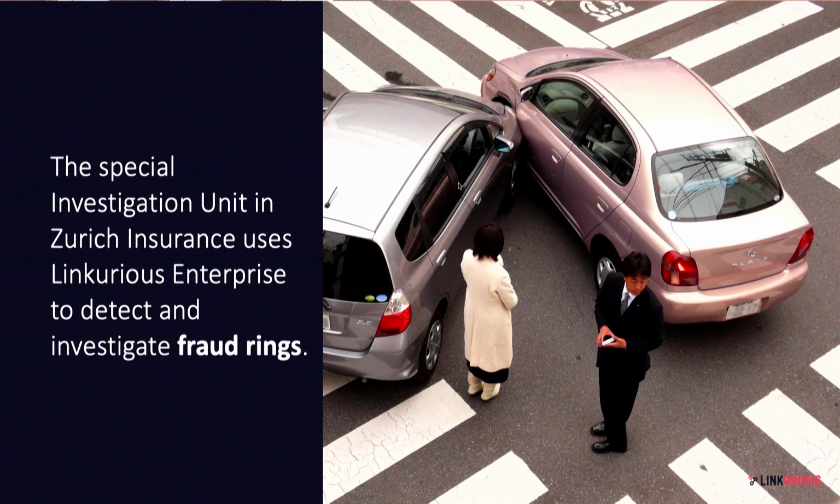Another use case is in insurance fraud. The special investigation unit at Zurich Insurance had a backend to handle different claims, and they had a rule-based engine to identify potential issues. It was great to spot individual fraudsters, but they couldn't see organized crime. So they connected their backend to Linkurious Enterprise and a graph database to better explore the relationships between the different parties involved in such claims. And by seeing the whole, they were able to spot fraud rings.